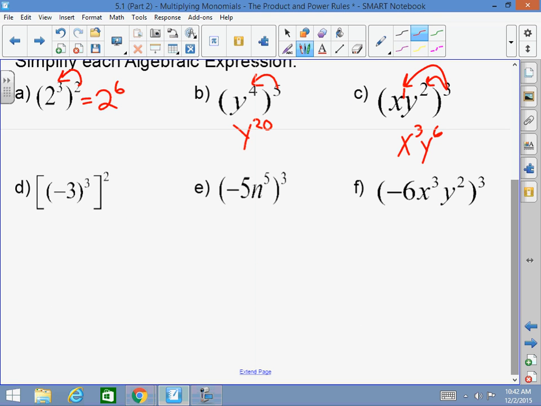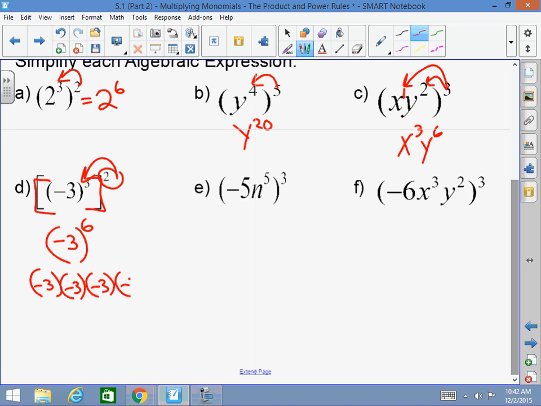Here. Looks complicated, but it's not. This bracket here, it's just a fancy parentheses. I take that exponent, I distribute it. So this would be negative 3 to the sixth power. Okay? Please remember, this would be negative 3 times negative 3 times negative 3 times negative 3 times negative 3 times negative 3. That's what that would equal, if I wanted you to expand it.